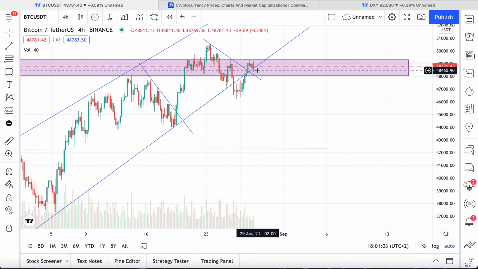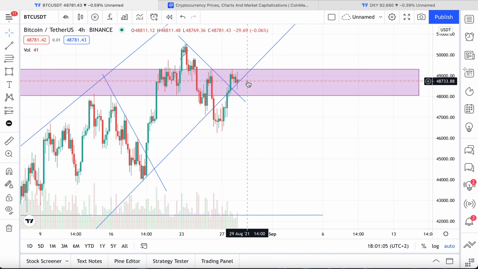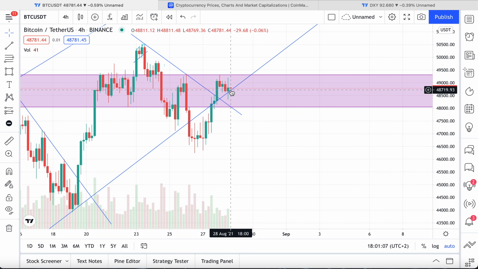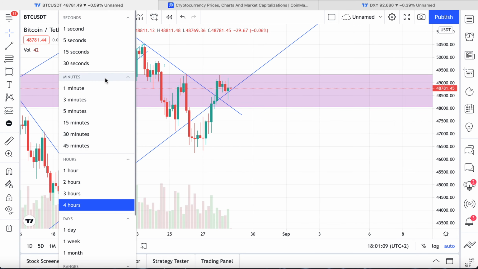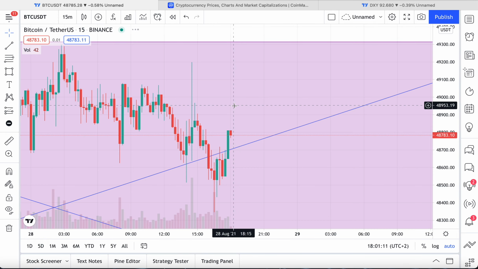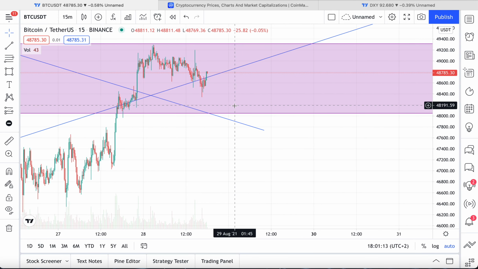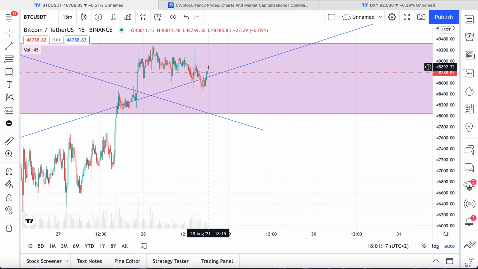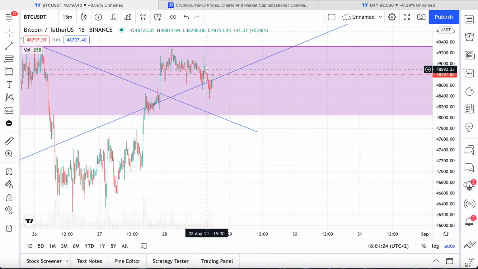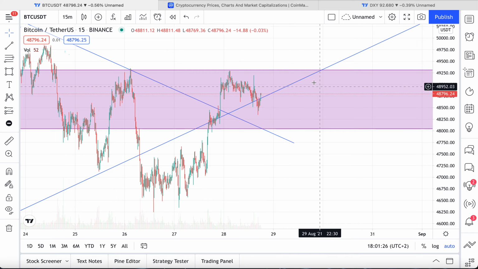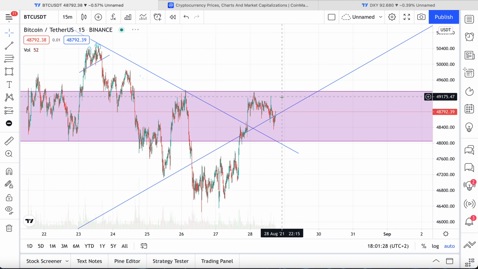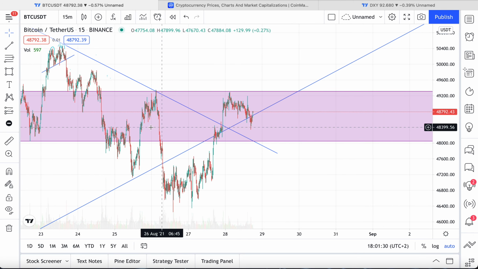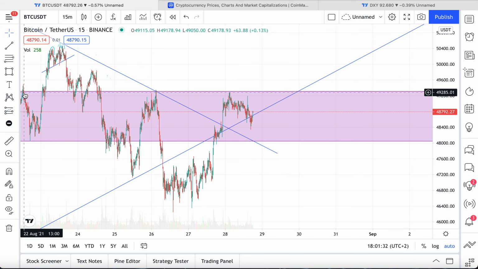Actually, the new 4-hour candle has started, as we can see. Let's go to a very short time frame, for example 15 minutes, and see what's happening. This is the line that is so important for us. Now we are inside it, we broke down, we are back inside it, and we are closely looking. I don't know, we have to see. It has a lot of resistance in this area that I put, but we have to see.